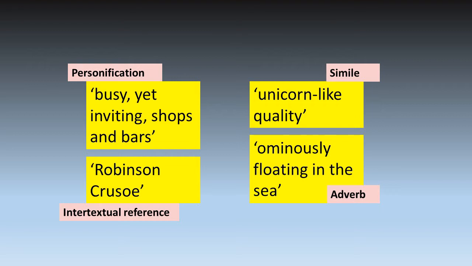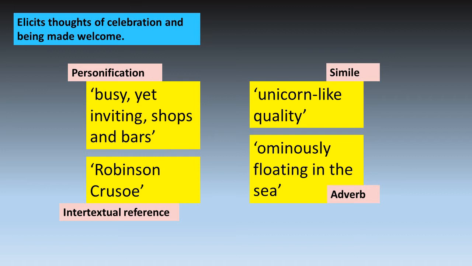You're going to be surprised if you don't find a simile in the sources that are chosen for you by the exam board. We've got Robinson Crusoe, which is an intertextual reference. It's a reference to another text. And we've got ominously floating in the sea. We've got a lovely adverb there. So those are my quotes in yellow, and then there are the key terms used for them. But this is where you get the marks when you explain what it is that's going on.